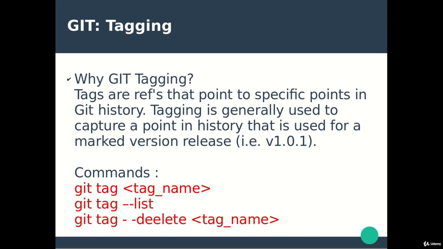Tagging is generally used to capture a point in history that is used for a marked version, right? That we have generally discussed. You can mark a particular version on a particular commit. Okay, this was the last commit of this particular release, or this was the last commit of this particular release, right? There are multiple releases in a product, right?